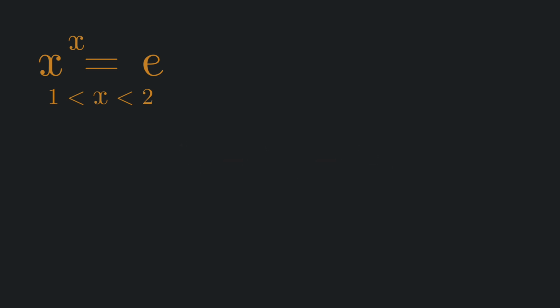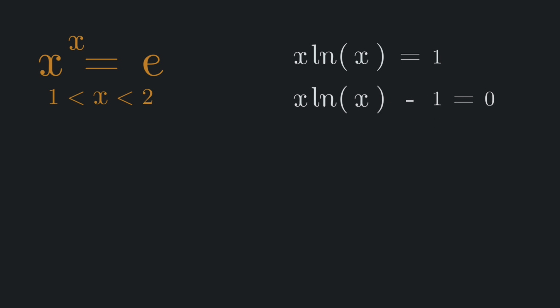But before we use this formula, let's make the equation simpler by taking the natural logarithm of both sides. According to the log rule, the exponent multiplies the logarithm. So ln of x to the power of x becomes x times ln of x. And we also know that ln of e equals 1. By moving the 1 to the left side of the equation, we can define our function, f of x. So f of x equals x times ln of x minus 1.